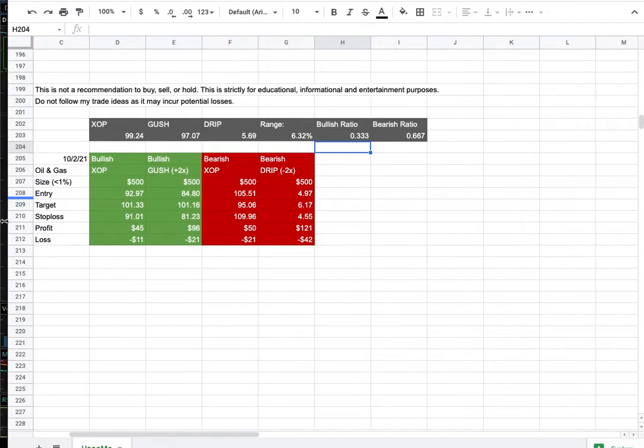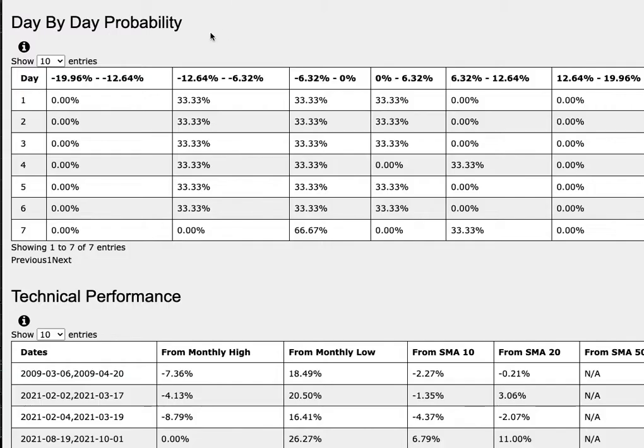So how did I develop the trade ideas? It all comes from the day-by-day probability model, and I'm examining XOP. GUSH is a leveraged version of XOP, while DRIP is the inverse leverage of XOP, so do keep that in mind.